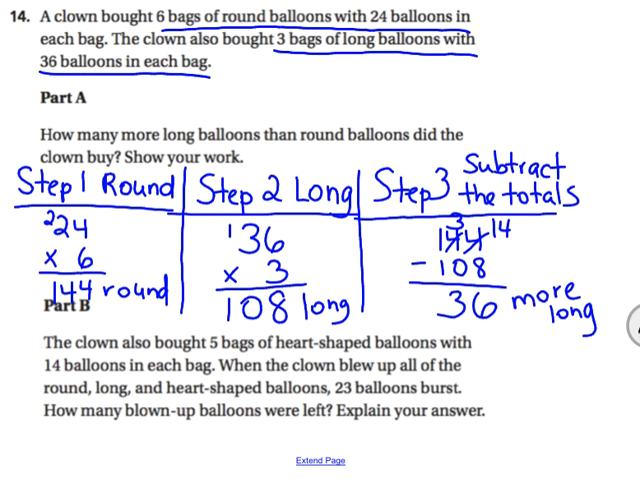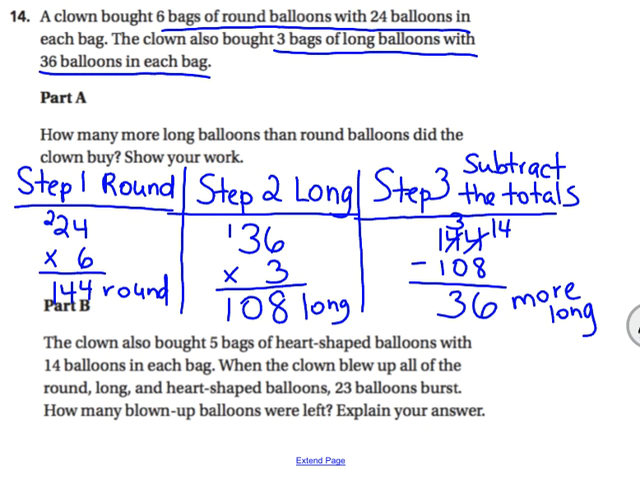Part B. The clown also bought 5 bags of heart-shaped balloons with 14 balloons in each bag. When the clown blew up all the round and the long and the heart-shaped balloons, 23 balloons burst. Uh-oh. How many blown up balloons were left? Explain your answer.